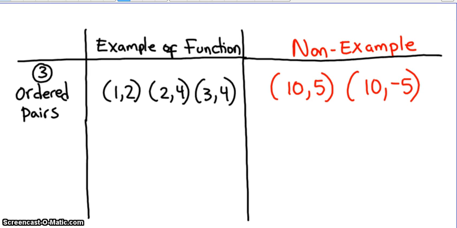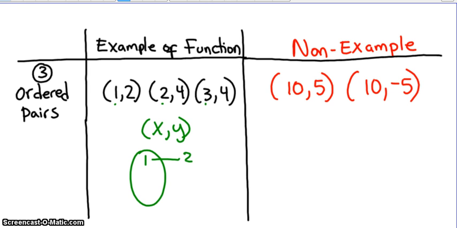So again, looking at the ordered pairs, we see that there aren't any repeated x values. Keep in mind each ordered pair represents an x, comma, y value. None of the x values repeats itself. I have a 1, a 2, and a 3. Again, if I were to map this out with a diagram, 1 goes to 2, 2 goes to 4, and 3 goes to 4.